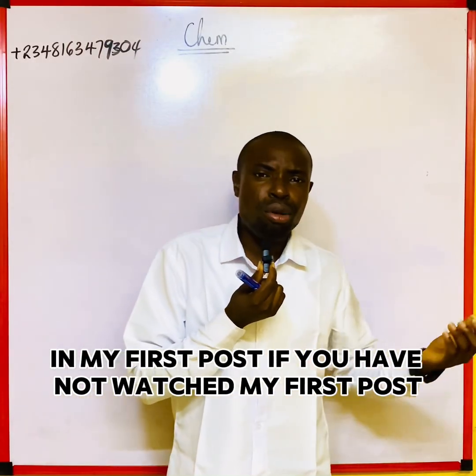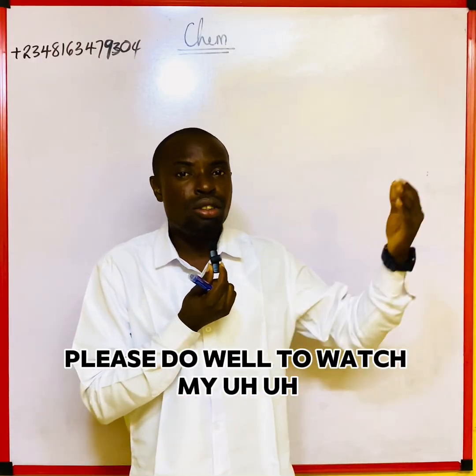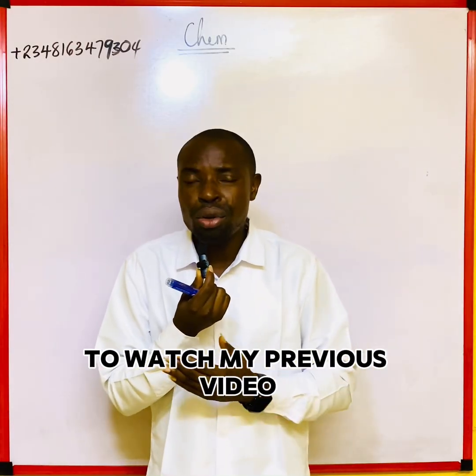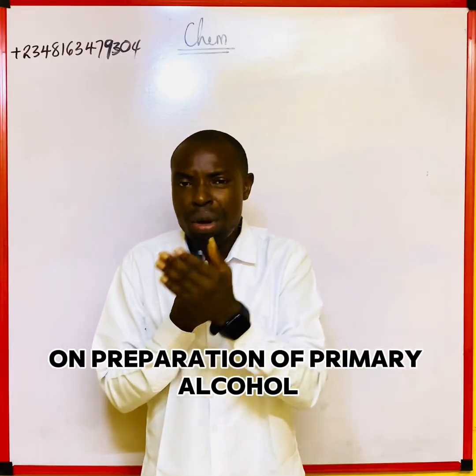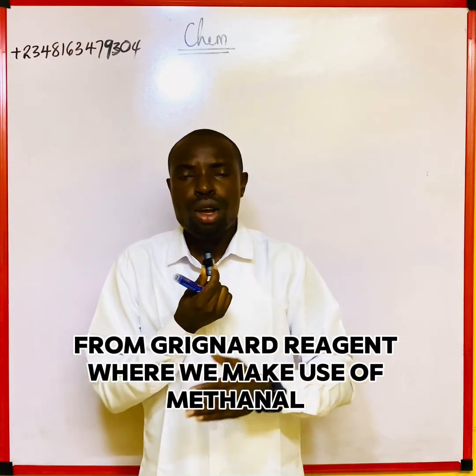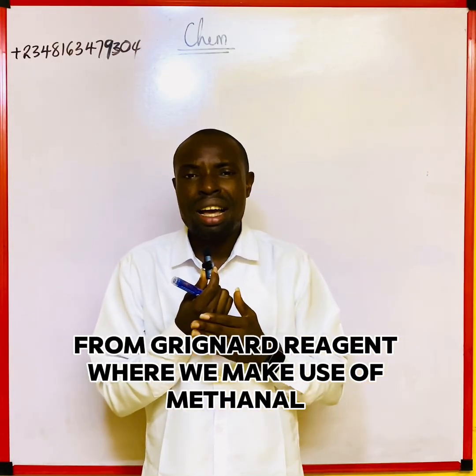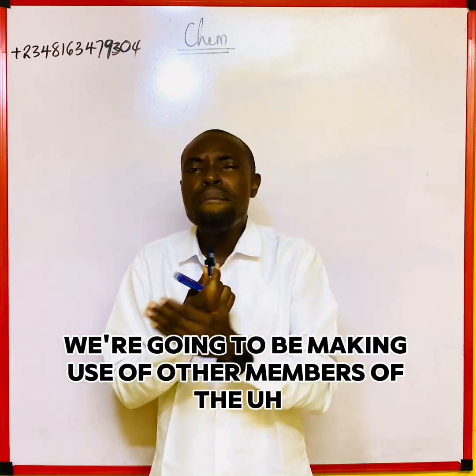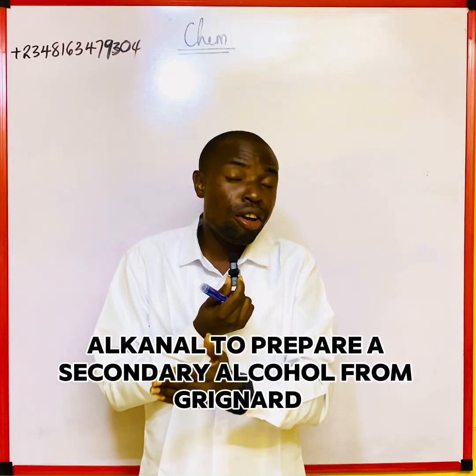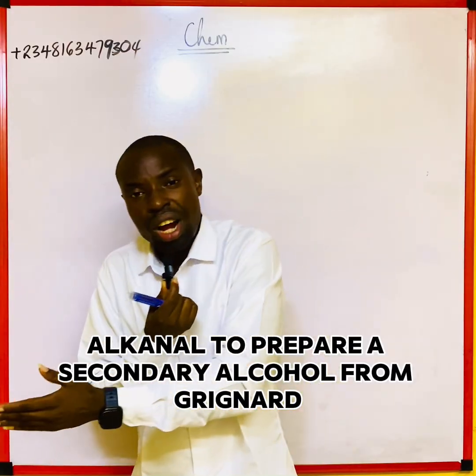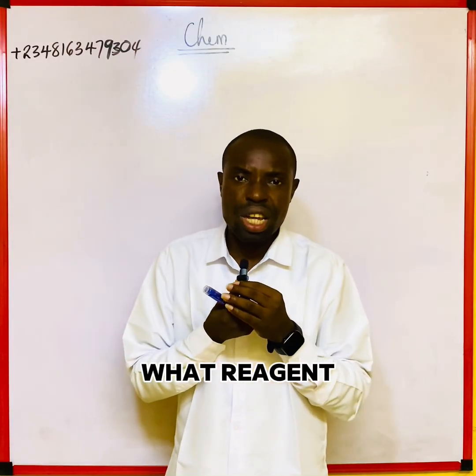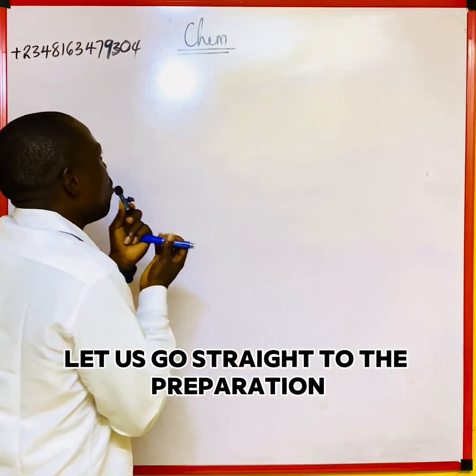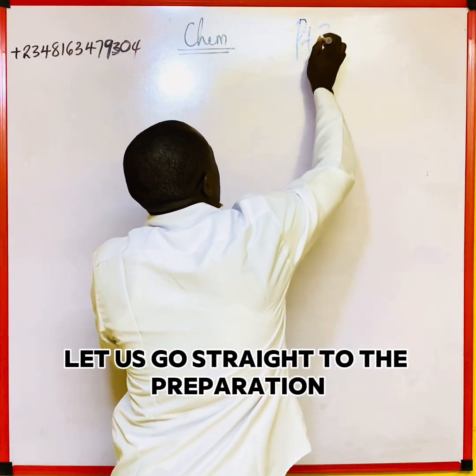In my first post, if you have not watched it, please do watch my previous video on the preparation of primary alcohol from Grignard reagent, where we make use of methanal or formaldehyde. But in this video, we're going to be making use of other members of the alkanal to prepare secondary alcohol from Grignard reagent. Let us not waste time. Let us go straight to the preparation.